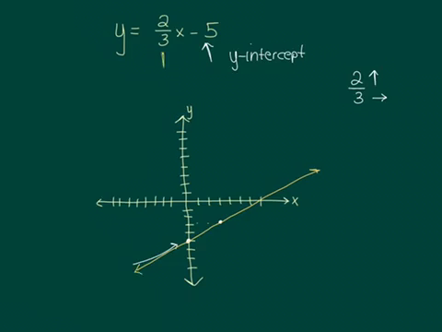Remember, a positive slope, which this is, it's positive 2/3, should be increasing from left to right, while a negative slope would be decreasing from left to right.